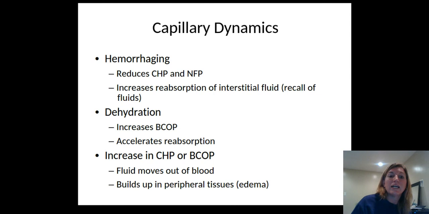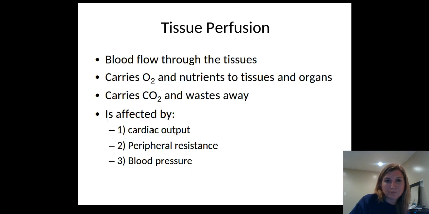An increase in capillary hydrostatic pressure or blood colloid osmotic pressure is going to, again, push everything out of the blood and build up the fluid level within the periphery, and that could lead to edema, right? Swelling. Tissue perfusion is then going to allow blood flow through the tissues, carrying oxygen and nutrients to all the tissues and organs, and carrying carbon dioxide and waste products away.